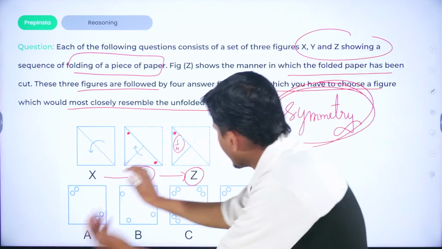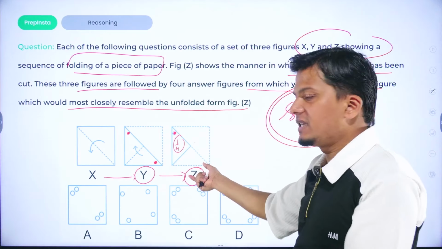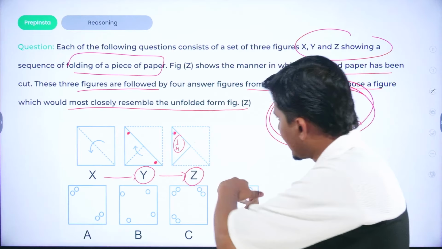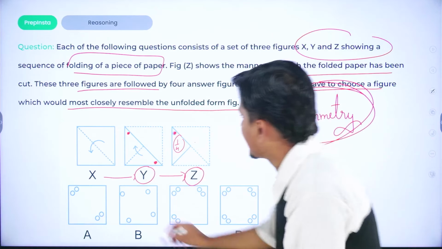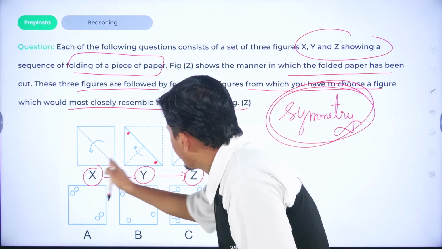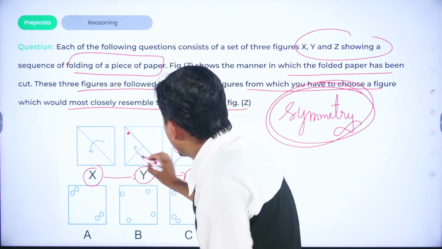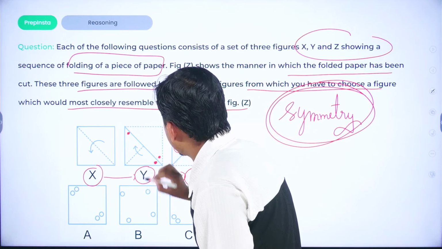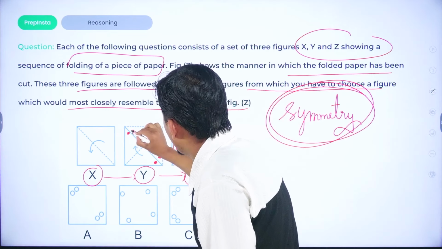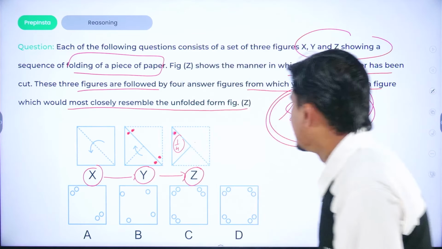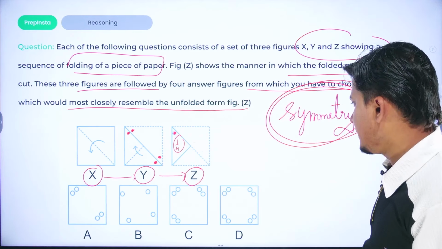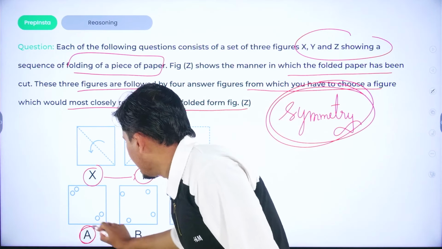Now if we go reverse, क्योंकि यहाँ पे Z क्या हो रहा है, ये तो आपका folded form था, and again we have to go back to X. So if we go from Y to X, तो यहाँ पे क्या हो रहा था, ये जब आप इसको अपसाइड डाउन करोगे, you will get the inversion of here, that means एक होल आपको यहाँ पे मिलेगा, एक होल यहाँ पे मिलेगा, right? So the right figure to it would be option number A.